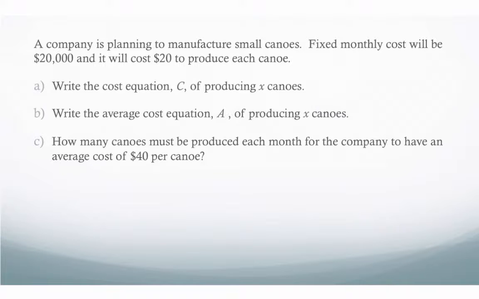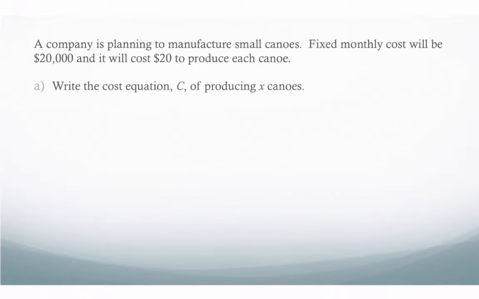We want to write the cost equation C of producing x canoes, write the average cost equation A of producing x canoes, and then find out how many canoes must be produced each month for the company to have an average cost of $40 per canoe. Let's take this one step at a time.